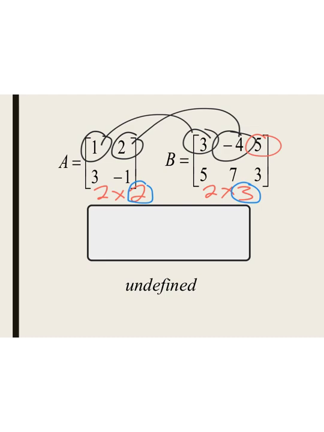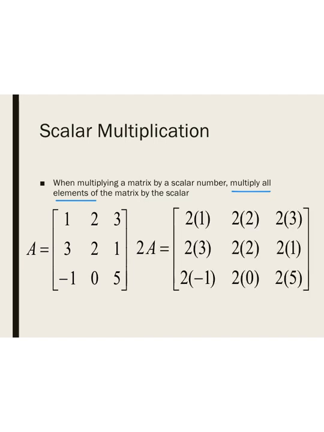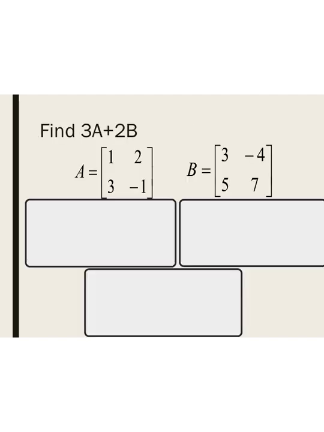So our answer is just undefined or not possible. For scalar multiplication, this operates the same way as it did with our vectors. We're going to take a scalar value and multiply it by all elements of the matrix. So for example, if I wanted to multiply my matrix by 2, you can see that I have 2 times every element in my matrix, and the resulting matrix would again just be every element multiplied by 2.